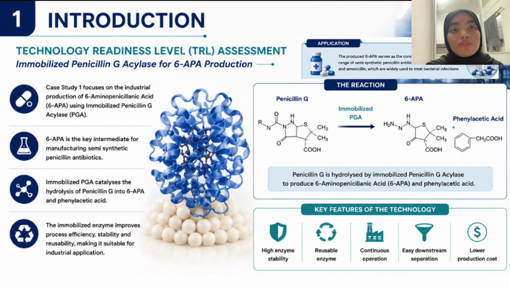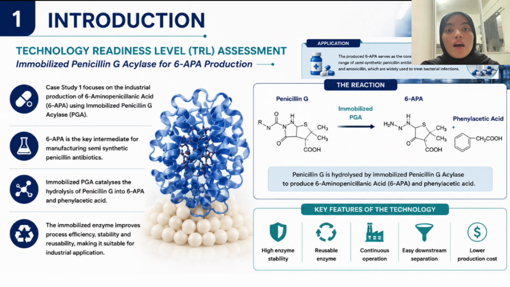Before discussing the technology readiness level, let me first introduce the technology selected from our case study number 1. Our case study number 1 focused on the production of 6-aminopenicillanic acid, or 6-APA, using immobilized penicillin G acylase, known as PGA. 6-APA is an important intermediate used to manufacture many semi-synthetic penicillin antibiotics such as ampicillin and amoxicillin.